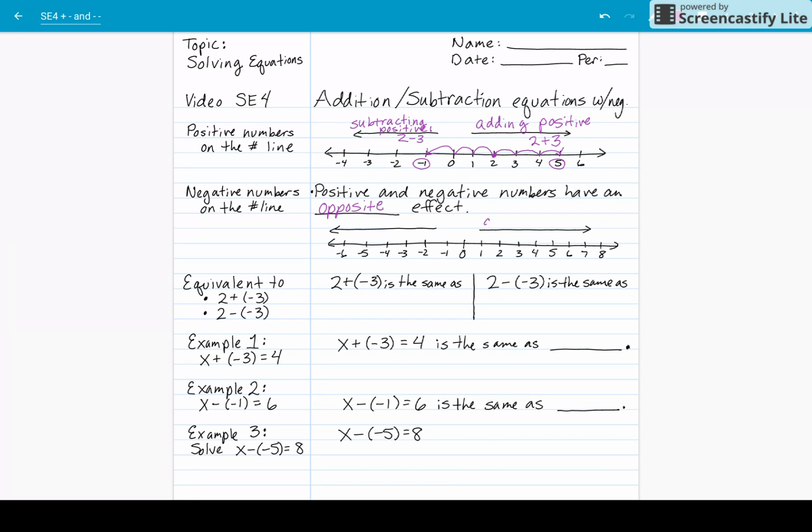If I'm adding a negative number, it actually causes me to go to the left. So if we add 2 plus negative 3, I start at 2 and I go back 3 spaces, just like when we had 2 minus 3.